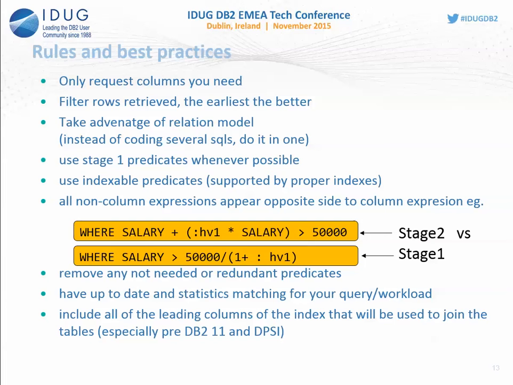If you don't need any redundant predicate, just remove them. And I already mentioned statistics matter as well. Okay, challenges.